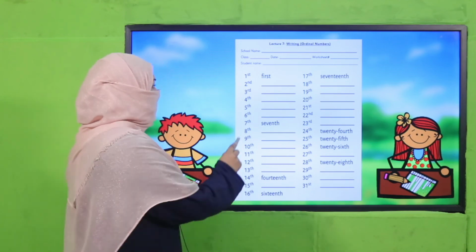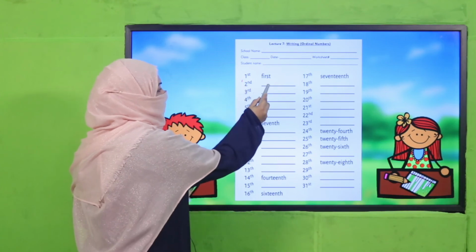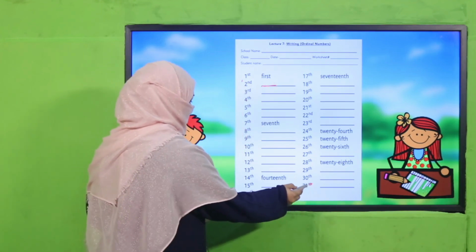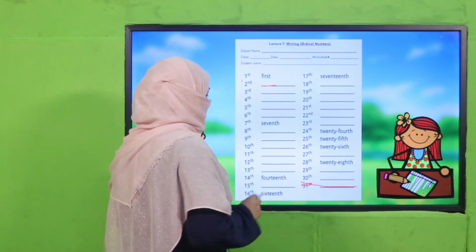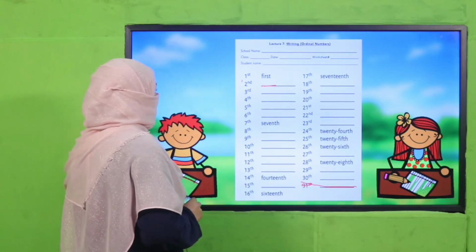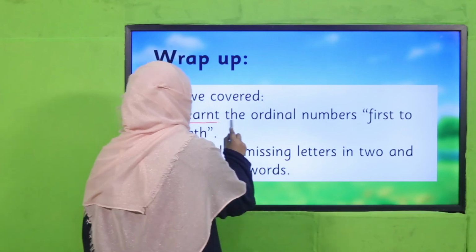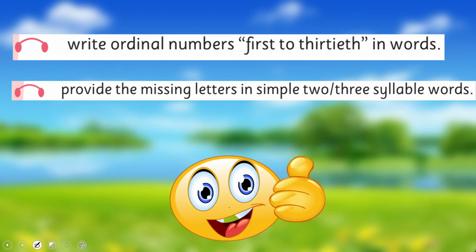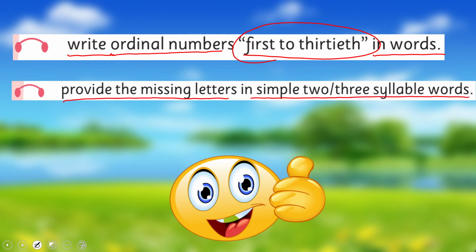And children, what you are going to do? Numbers are written here. You have to write these numbers in words, 1 till 30th. Okay, 31st is not for you. It is till 30th. This is your worksheet. And in this way, what we have learned today, we learned the ordinal numbers 1st to 30th, and we provided missing letters in 2 and 3 syllable words. So in this way, we achieved our SLOs to write ordinal numbers 1st to 30th in words and provide the missing letters in simple 2 or 3 syllable words.